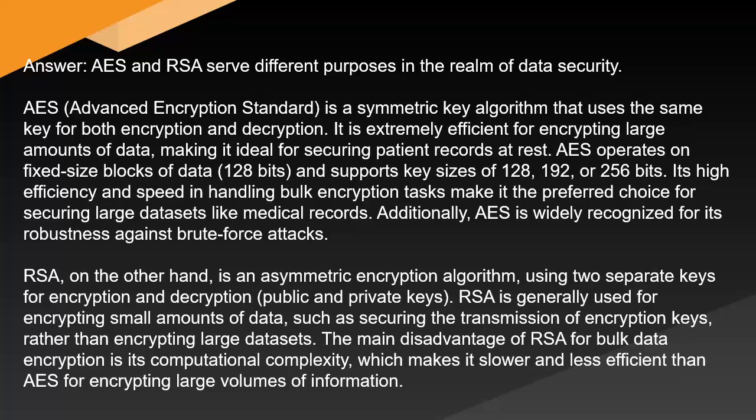RSA, on the other hand, is an asymmetric encryption algorithm using two separate keys for encryption and decryption, public and private keys. RSA is generally used for encrypting small amounts of data, such as securing the transmission of encryption keys, rather than encrypting large datasets. The main disadvantage of RSA for bulk data encryption is its computational complexity, which makes it slower and less efficient than AES for encrypting large volumes of information.